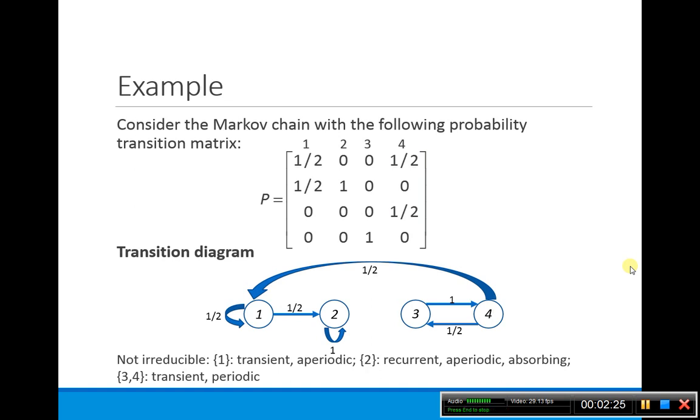Just a little bit of facts about it. We have 3 different classes. We have one with just state 2, and then 3 and 4 are communicating, so they're in one by themselves. Everything else is transient except for 2, which is recurrent and absorbing.